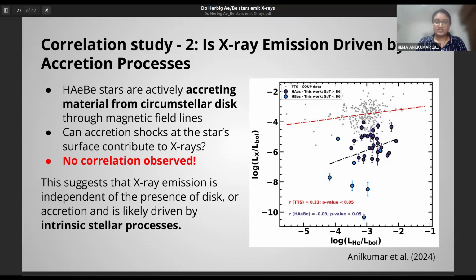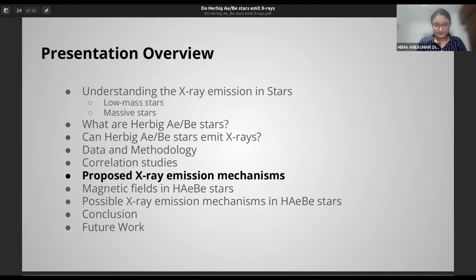But here, as we see, we do not observe any correlation between these two. Sorry, we did not observe any correlation in both samples, that is, T Tauri stars and Herbig Ae stars. We also performed Pearson's test to check this, and we did not observe any correlation. So this suggests that X-ray emission is independent of the presence of the disk or accretion and is likely to be driven by intrinsic stellar processes.